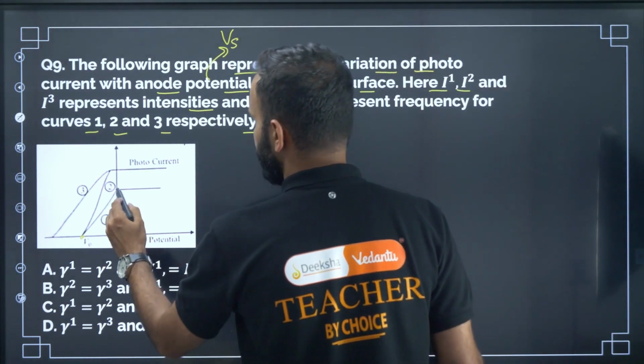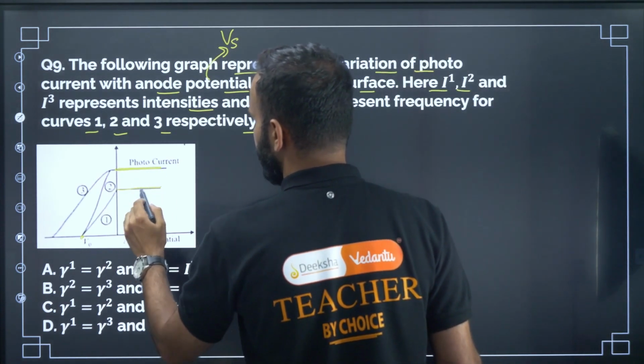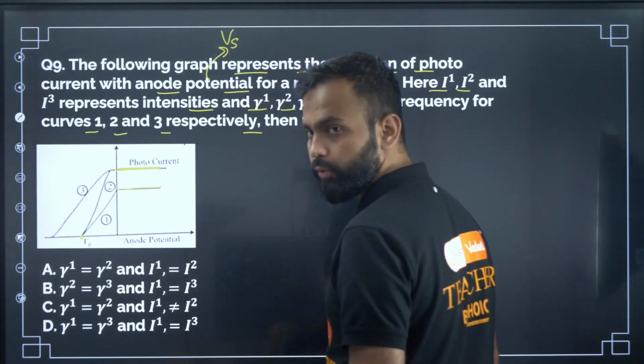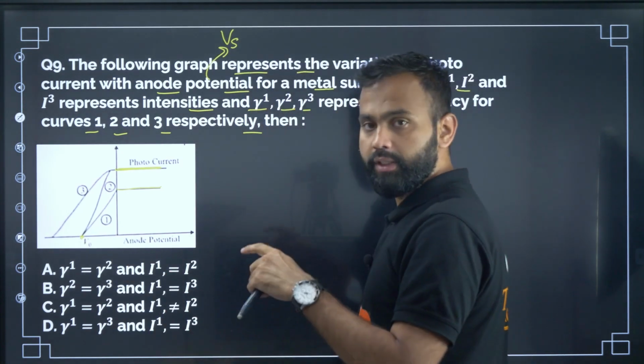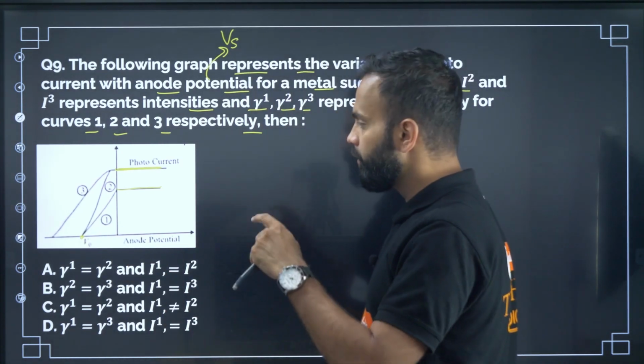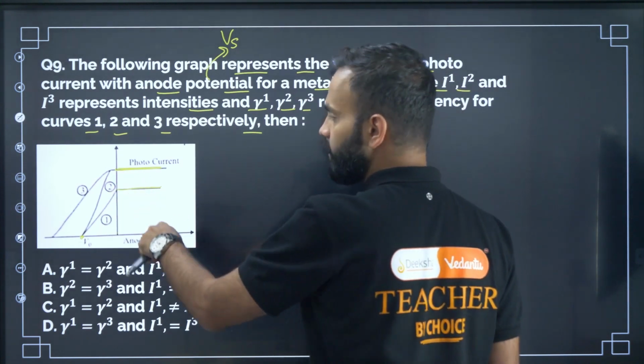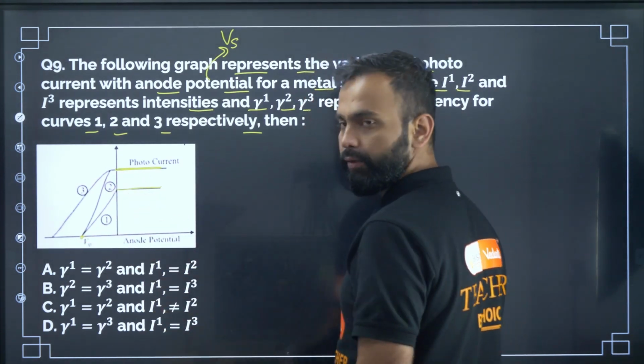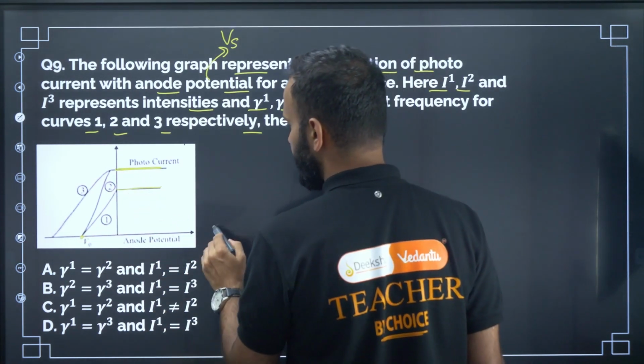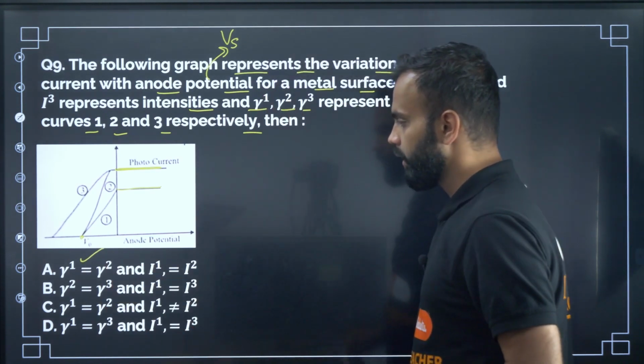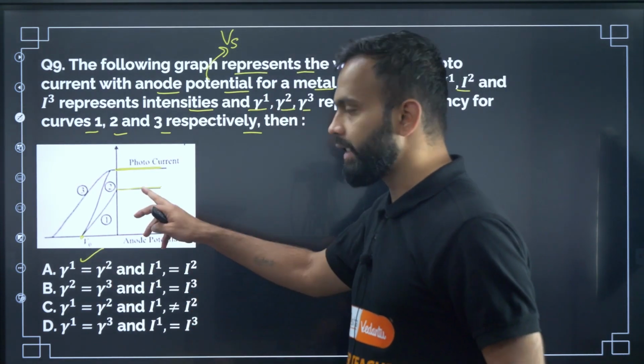Here gamma 1 equal to gamma 2, right? So stopping potential is directly proportional to frequency. If the frequency of both lights is the same, then the stopping potential will also be the same. Gamma 1 equal to gamma 2, correct. I1 equal to I2, that is wrong.